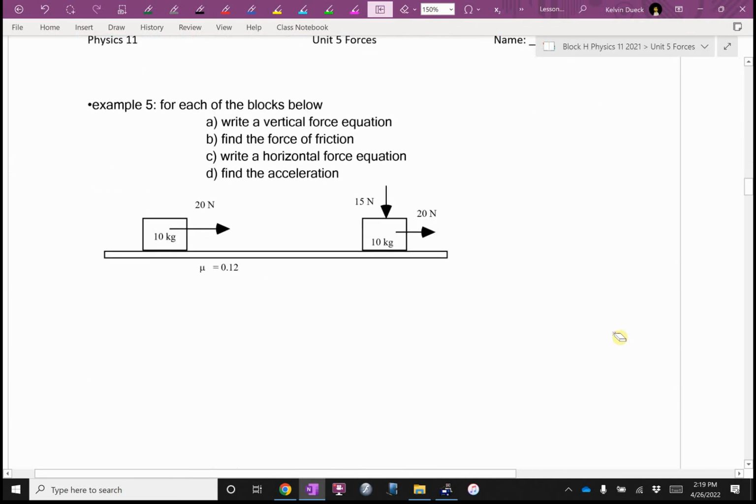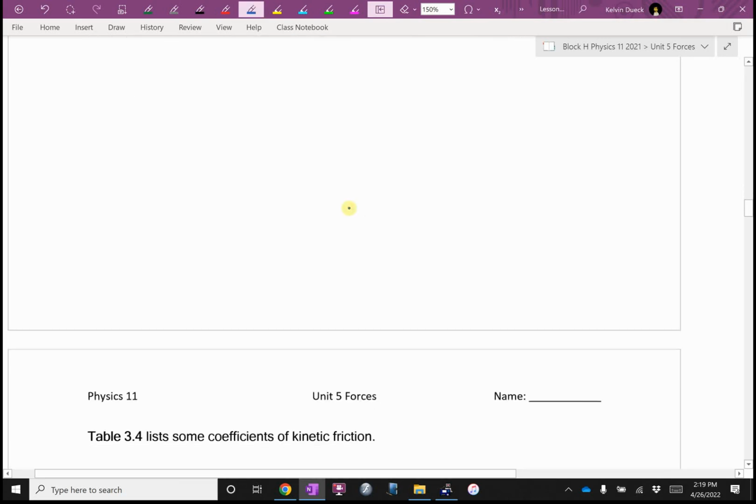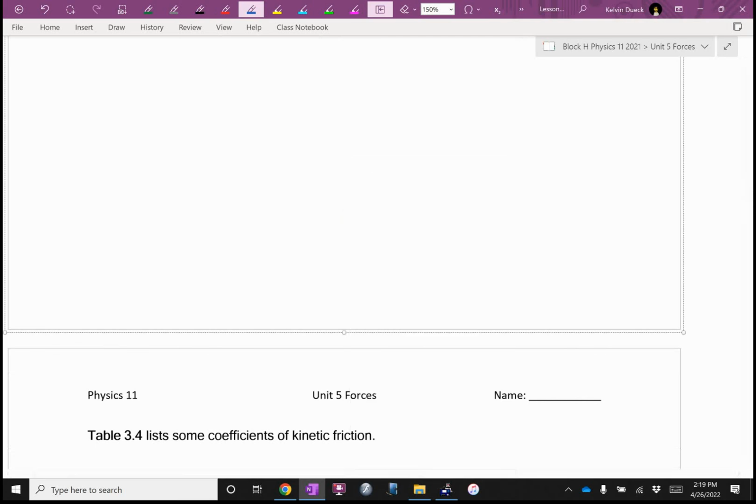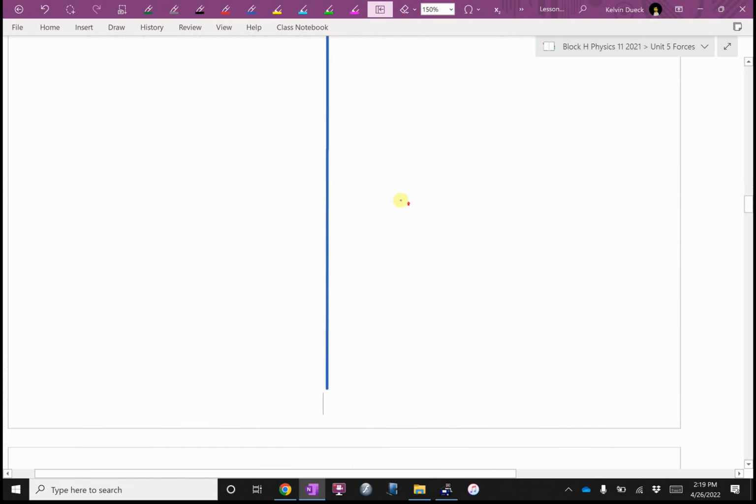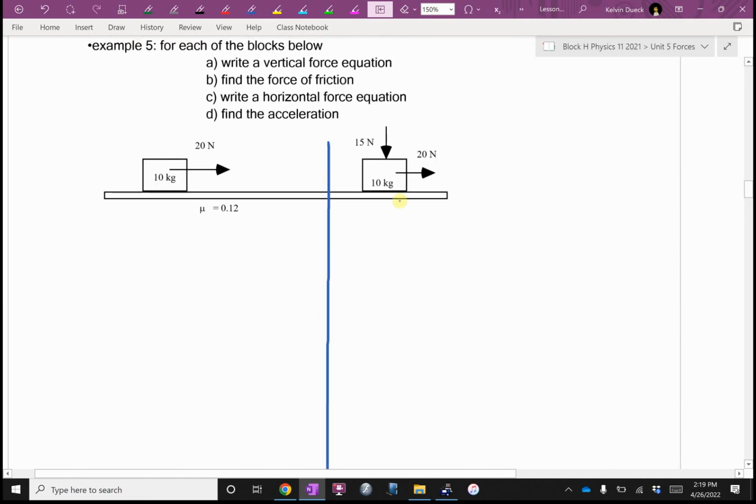Example 5 says this. For each of the blocks below, write a vertical force equation, find the force of friction, write a horizontal force equation, and find the acceleration. I'm going to do this simultaneously. Draw a little line down the middle of your page.